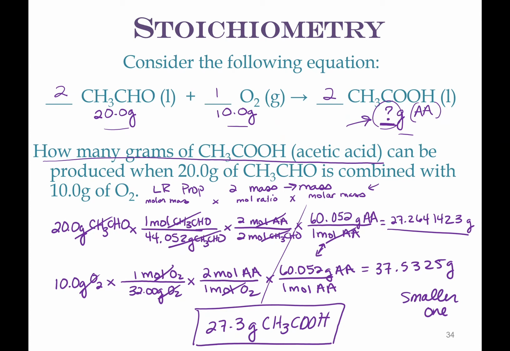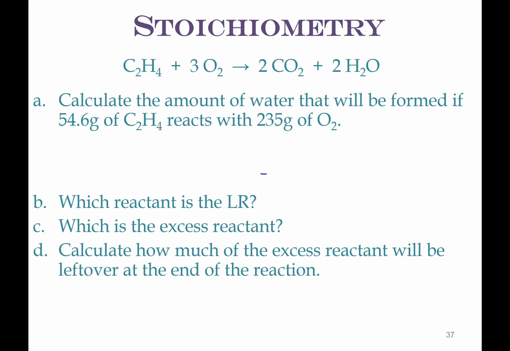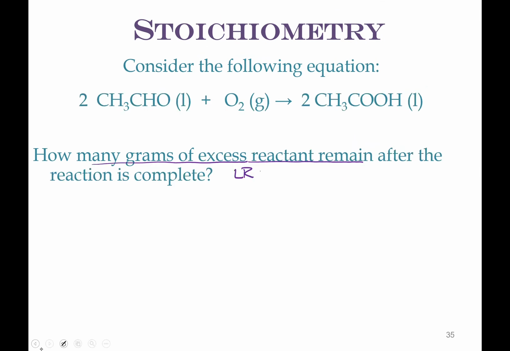So the next question we're going to actually go on from this is going to be how much excess reactant is left over. So you're going to need this number. You're going to need actually both of these numbers for a minute to do the excess reactant. For some reason, my forward button is not working, but that's okay. So you can see I carried over the balanced equation here for you. How many grams of excess reactant remain? So the limiting reactant was CH3CHO. And the excess reactant then is going to be oxygen.